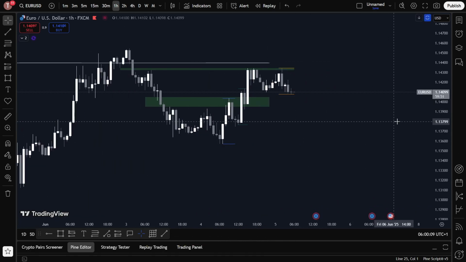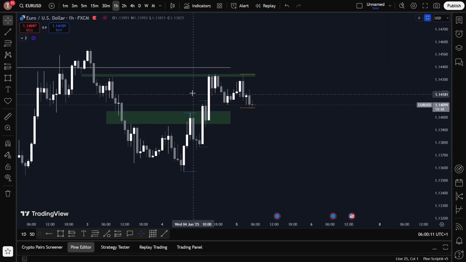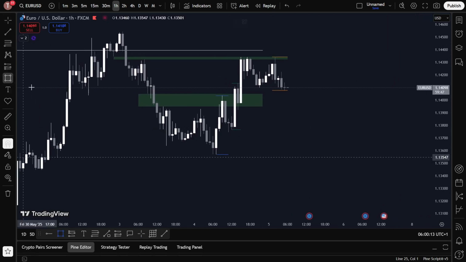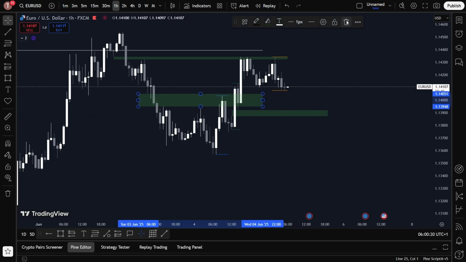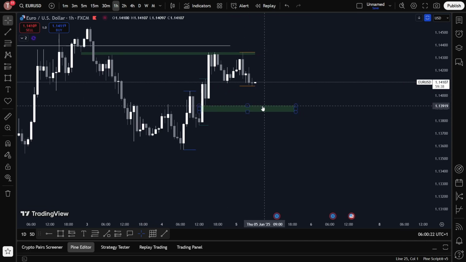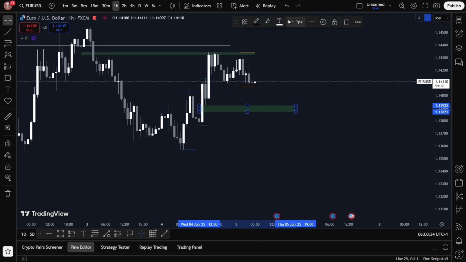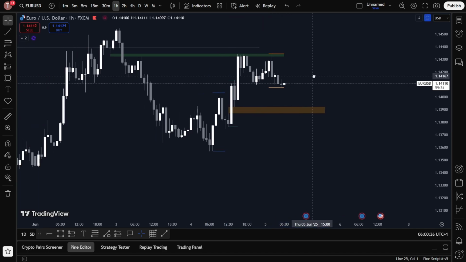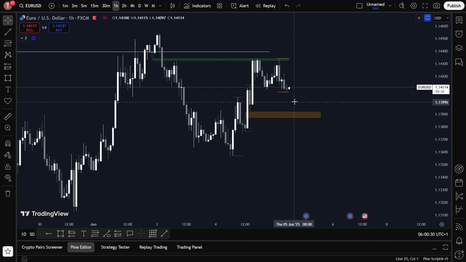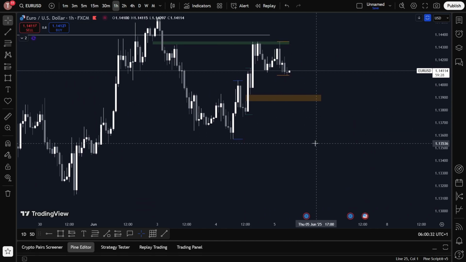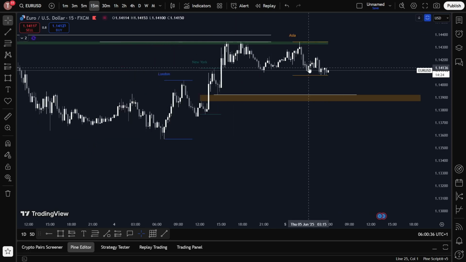As we move into the 1 hour, we can see an FVG in the price, but this FVG is much more relevant as compared to this one. So this will be the area of my interest where I would like to see the market go, and then we are going to react to either side. So let's move to the 15 minutes to define our bias.